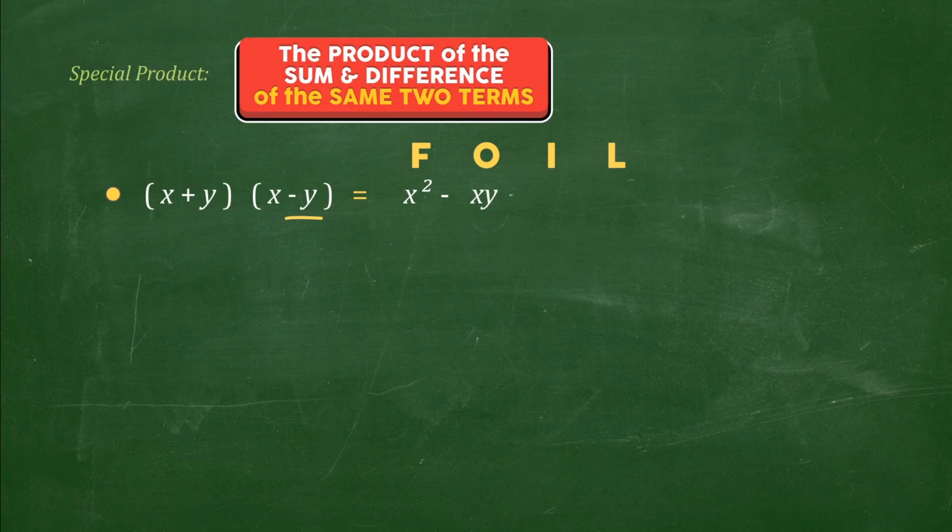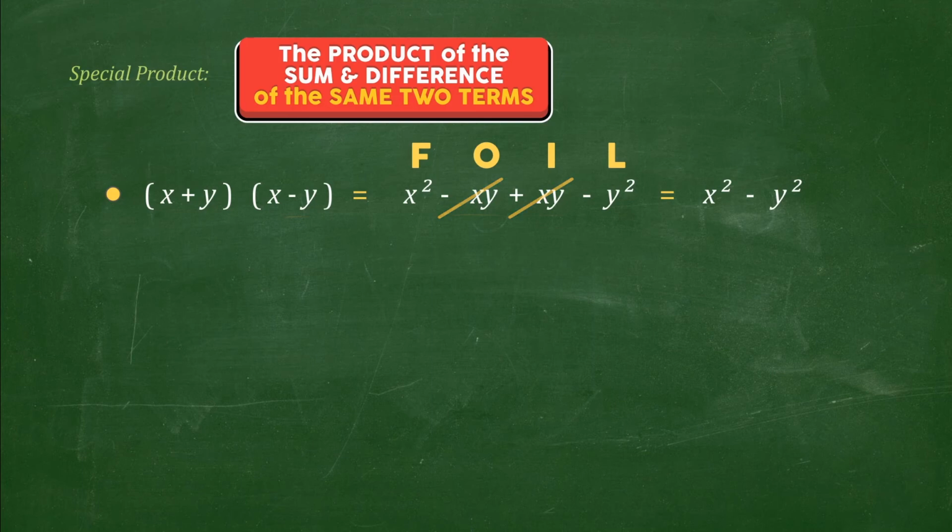Inner terms, y times x is positive or plus xy. And the last terms, y times negative y is negative or minus y squared. As usual, the product of the outer terms and the product of the inner terms are like terms. They can be combined. So simplifying, we now have x squared, negative xy plus xy is 0xy, which means we can simply cancel them. And finally, minus y squared. So this is the answer.